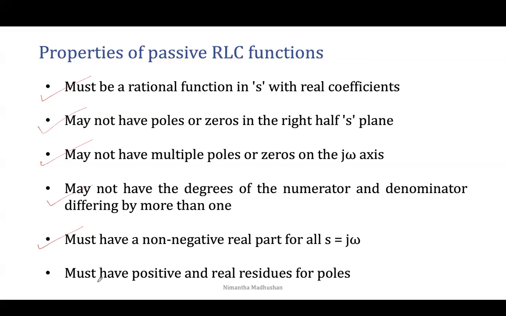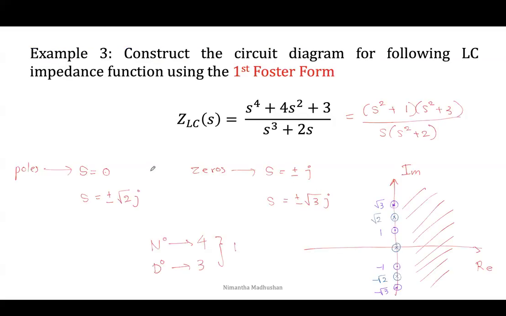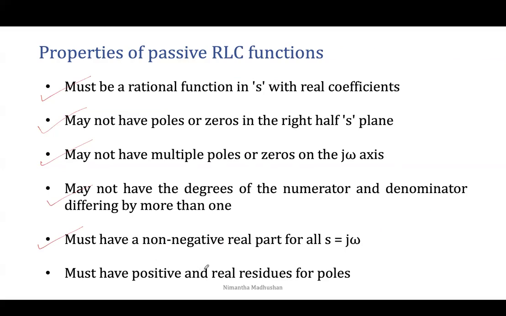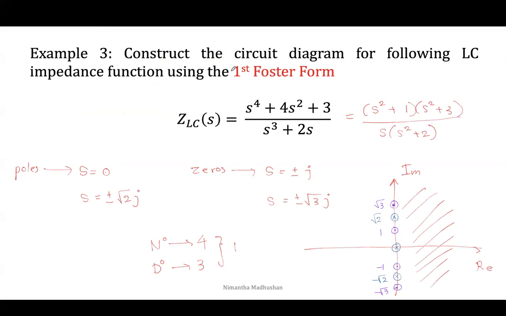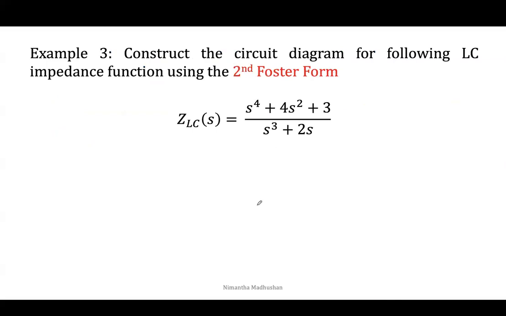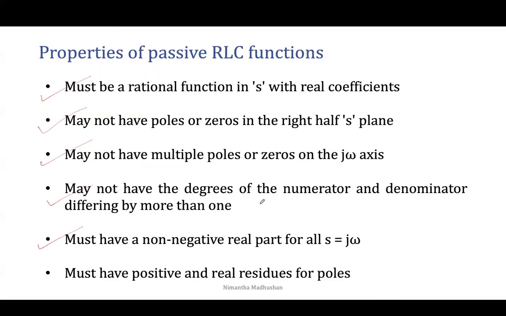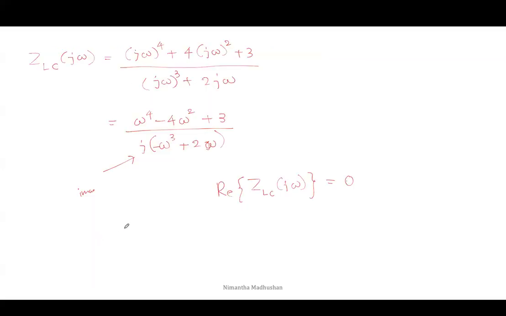And the last one is it must have positive and real residues for poles. For this one, these are the poles: s equal 0 and s equal plus or minus root 2j. For that one, we have to do the partial fraction expansion. Now I will do the partial fraction expansion.